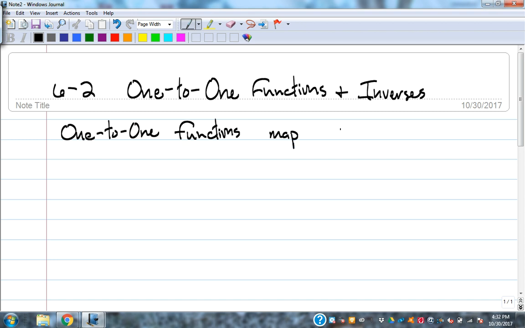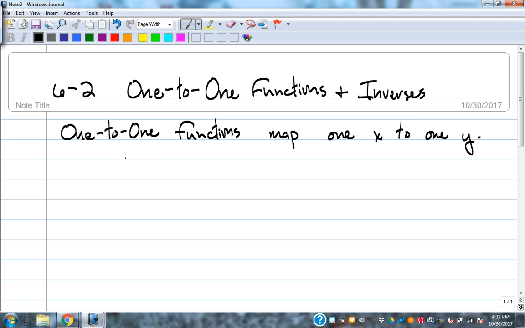Map 1x to 1y. Thus the term one-to-one. Okay. In this case, a function, remember, can't repeat x values, but a one-to-one function doesn't repeat x values or y values. So there's the difference in the two.